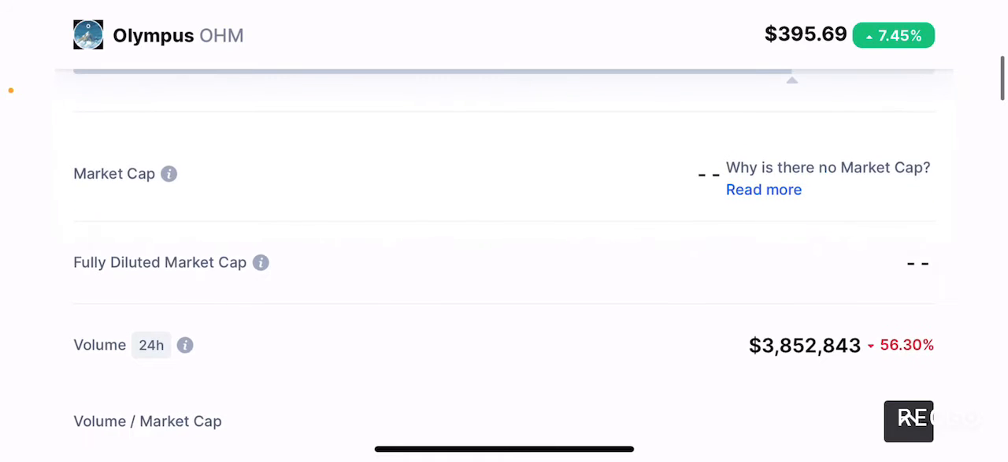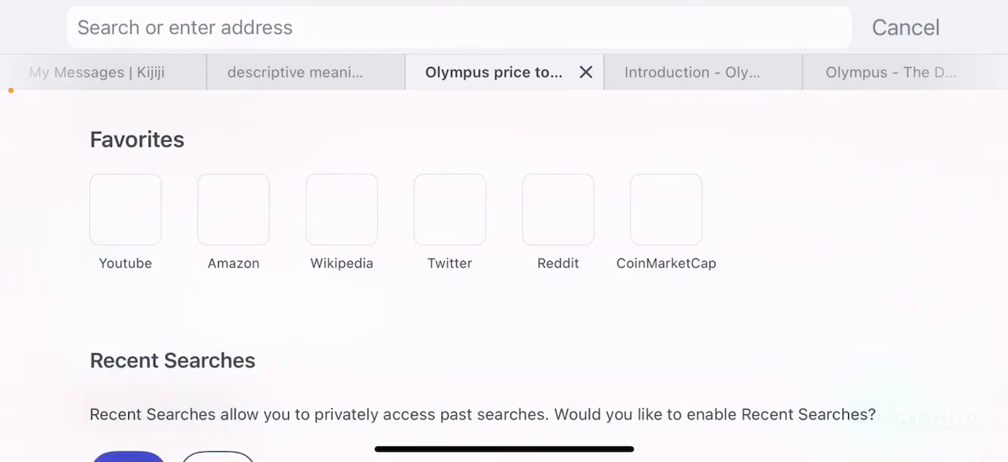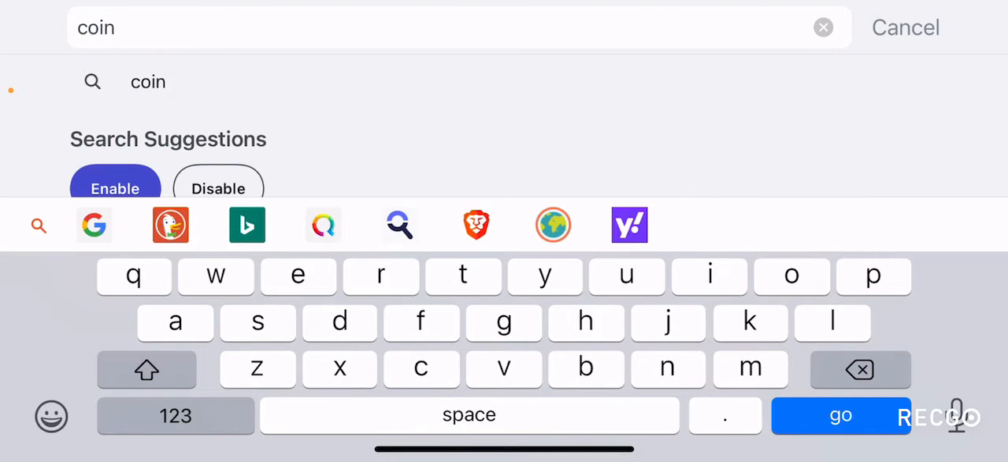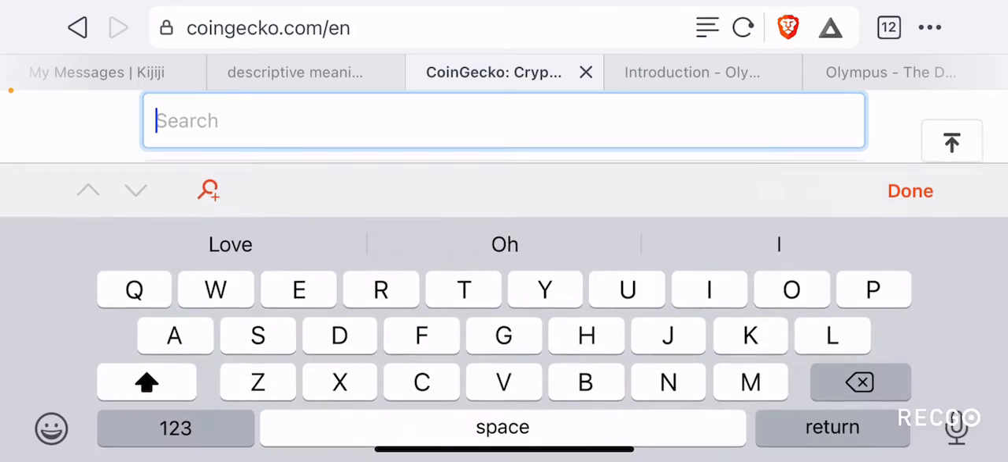The market cap information is not really available, but I definitely believe that the project has less than $15 million in market cap, which makes it a low market cap token. And the circulating and max supply information is not really available on CoinMarketCap. So let's quickly go to CoinGecko to see if the information is available there.